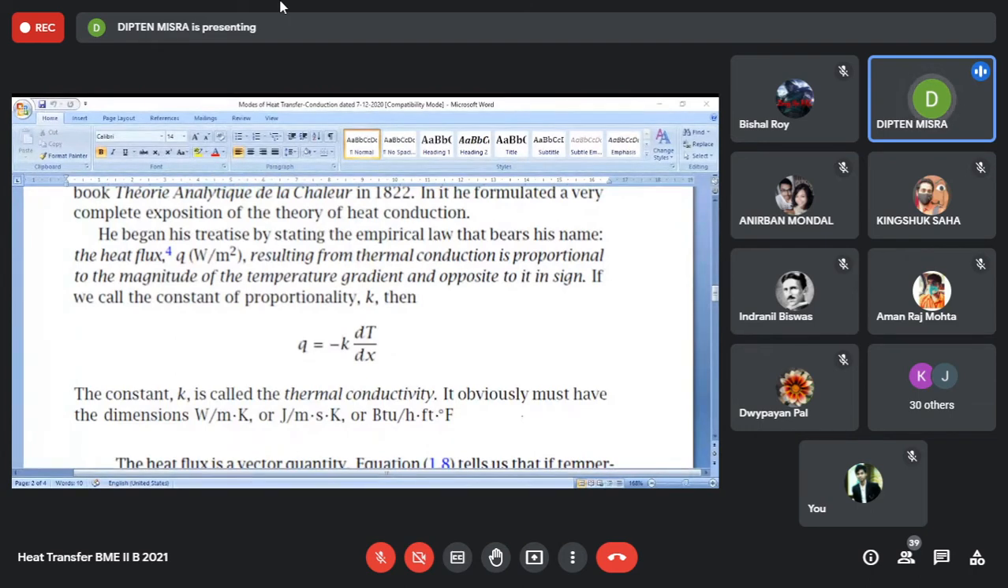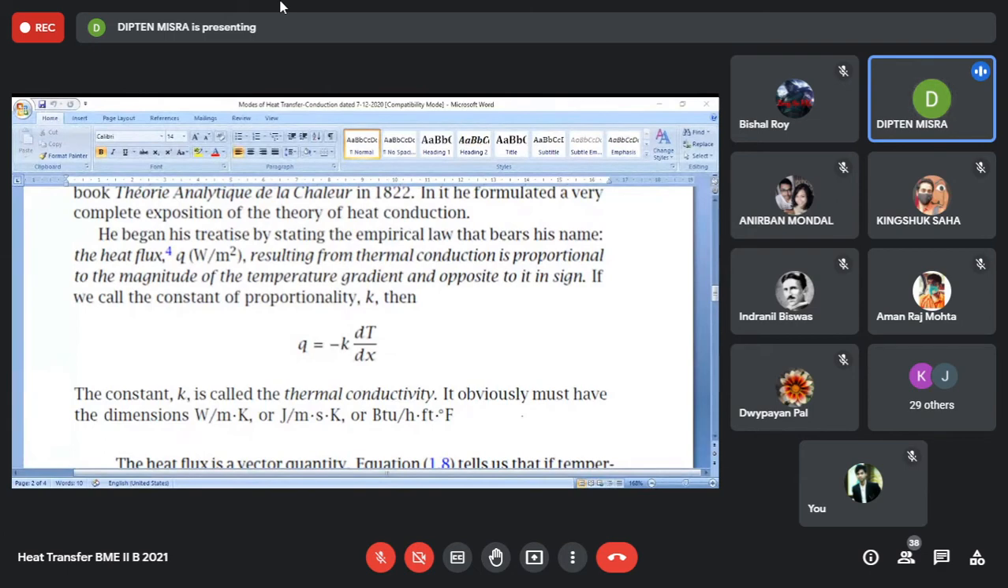Now, one more thing that is important over here is this property, the conductivity. So far we are talking of a conductivity value that is the same irrespective of the direction.